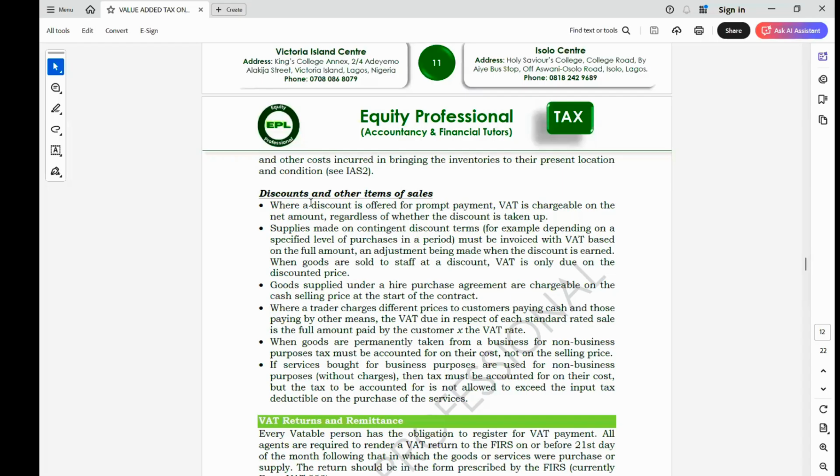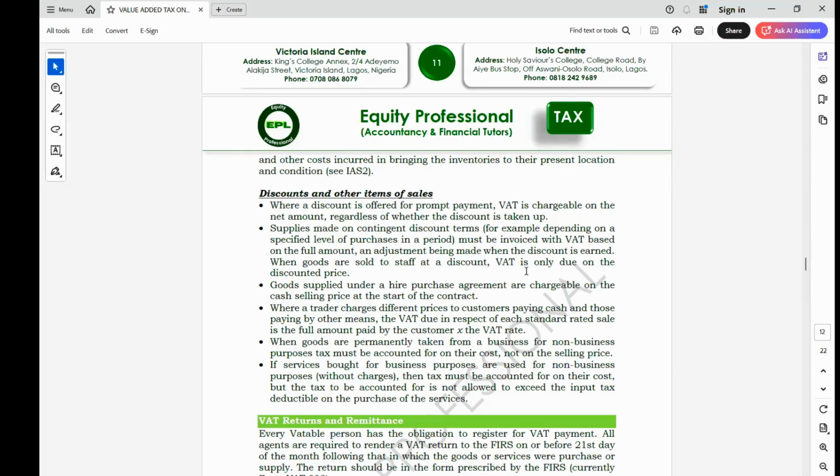Then where supply is made on contingent discount terms, for example, depending on a specified level of purchasing in a period, it must be invoiced with VAT based on the full amount, and an adjustment is made when the discount is earned. So also when your supply is at a contingent amount, at a discounted amount at various rates, you have to look at the total invoice amount. The value added tax will be calculated on the total invoice amount.